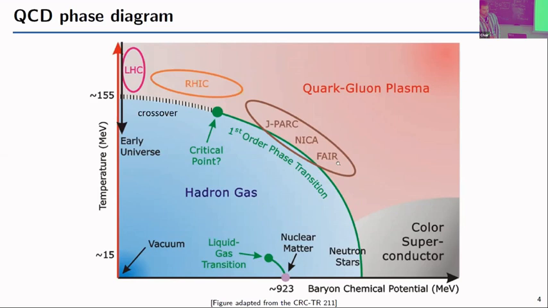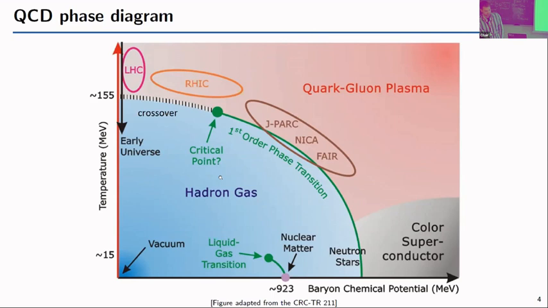Of course, we can also try to learn about chiral symmetry more directly. So between the hadron gas phase and the quark-gluon plasma, where chiral symmetry is restored at high temperatures and densities, and in the hadron gas phase where it is broken.